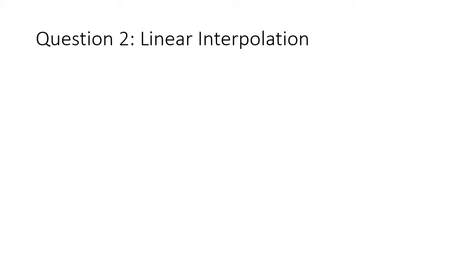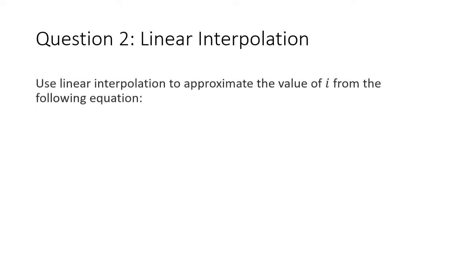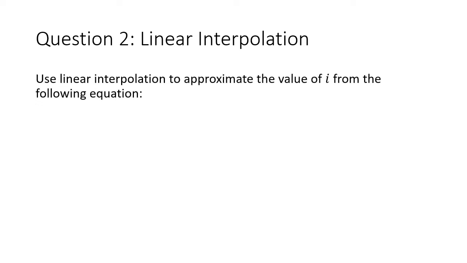Next up, question 2, linear interpolation. Use linear interpolation to approximate the value of I from the following equation. Here we have the equation. It is ((1 plus I) to the power of 16 minus 1) divided by I is equal to 18.1818.